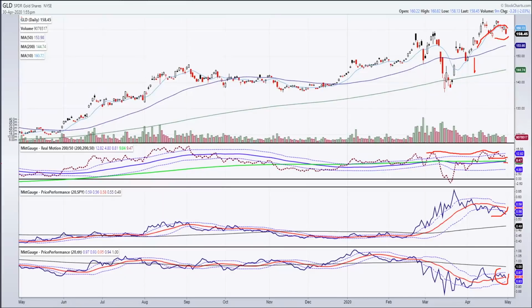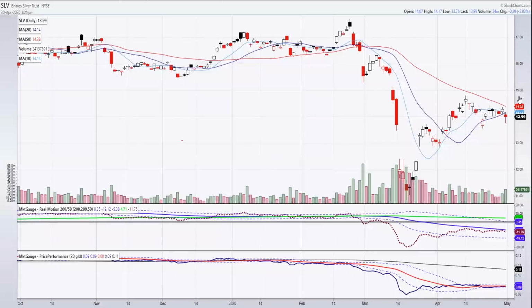Here are the moving averages in our real motion indicator. And just to remind you, what real motion really measures is whether there is any kind of divergence between momentum and price. And right now, they're pretty much in line. Momentum was actually telling us before price earlier in the week that gold could have a little bit of a correction. So now let's move on to the silver chart.